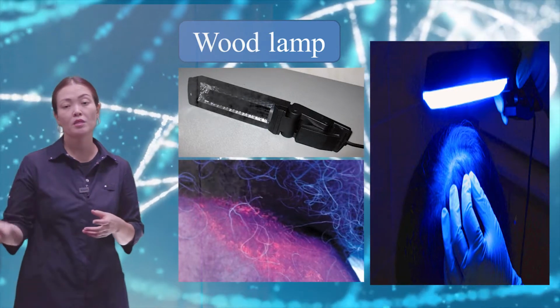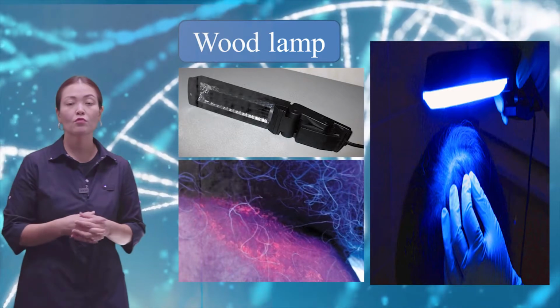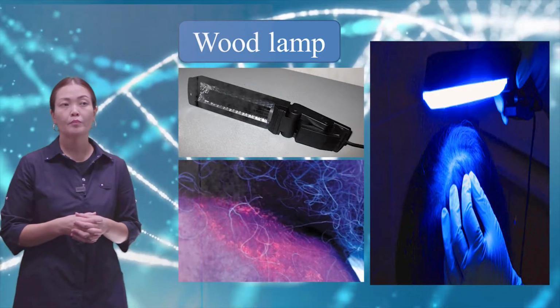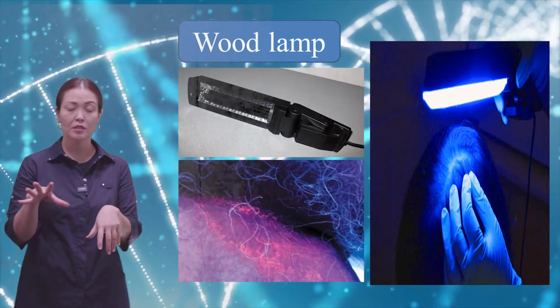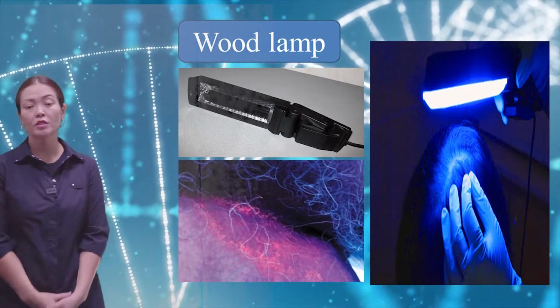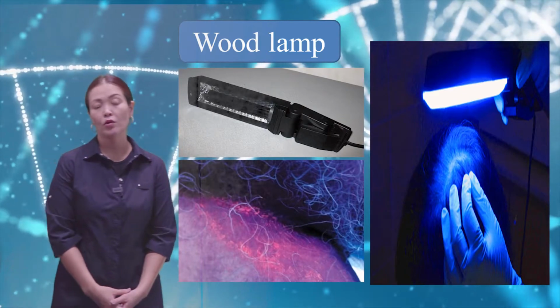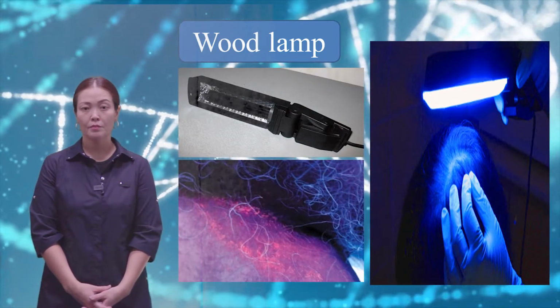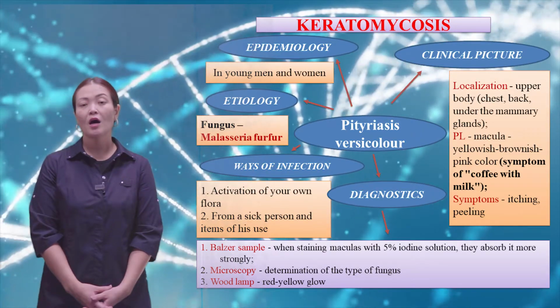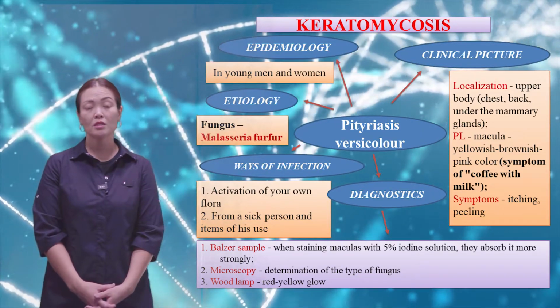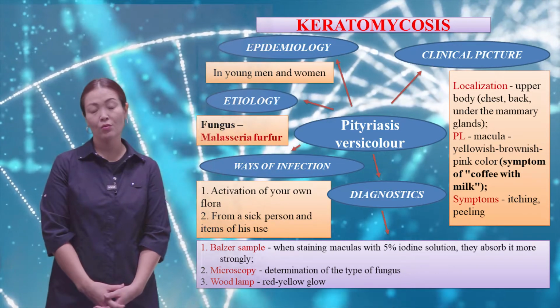So, for example, in Malassezia furfur, it will be more red, and maybe a purple color is shining in this place. So this very simple technique can also help us make the right diagnosis. This is all the information about pityriasis versicolor. All questions about the diseases and so on we will discuss with you in our classes.